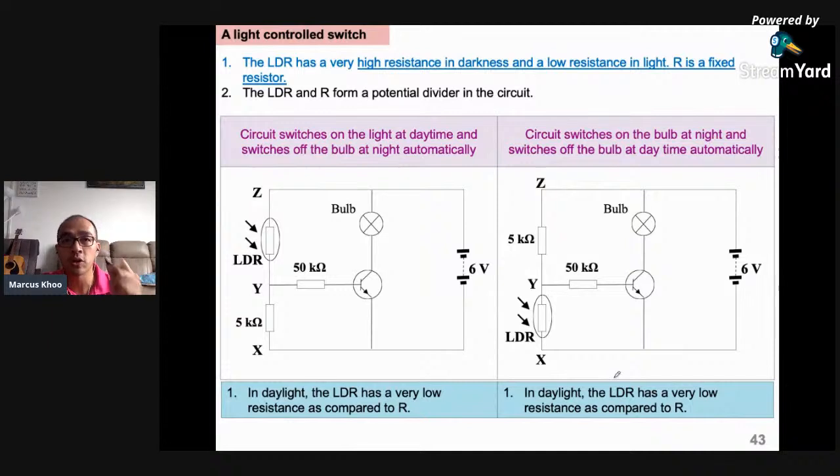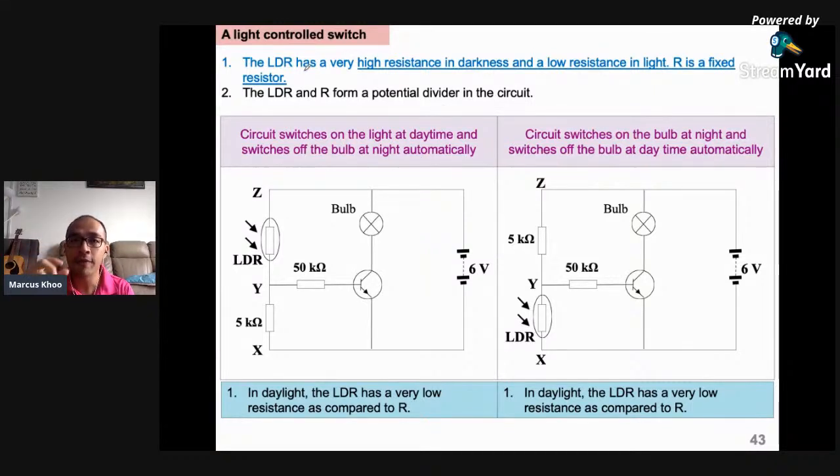The first one is a light control switch. Now, a light control switch is very normal. We will always see this, for example in street lamps. Nobody goes to the street lamp and turns on the light at exactly 6 p.m. every evening. Nobody does that. But you notice that it will automatically turn on by itself. Why? Because of this switch, which is called a light control switch.